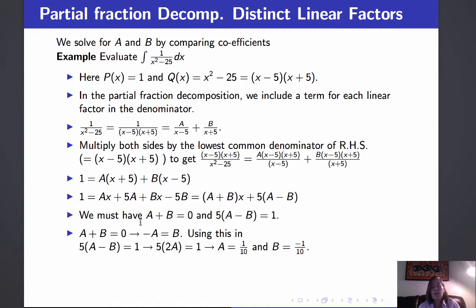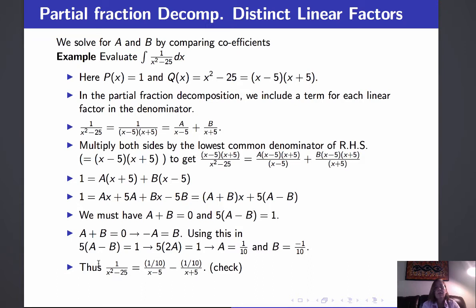So we have a plus b is 0. That gives me b is minus a, and then I can substitute this in my second equation, 5 times a minus b equals 1, to get 5 times a minus a, which is plus a, equals 1. So we get 10a equals 1, or a is 1 over 10. And then, of course, b is minus that, so b must be minus 1 over 10.